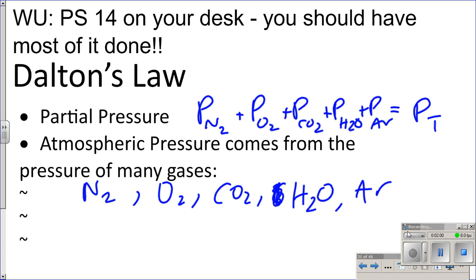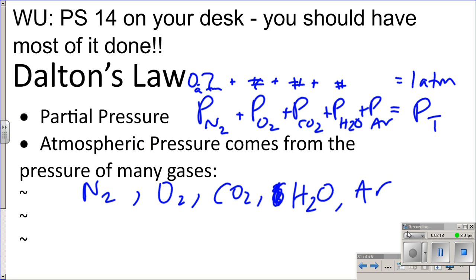1 atm, right? So 1 atmosphere. And I told you nitrogen made up like 0.7 atmospheres. I'm not going to go through all of it, but I gave you numbers here, here, here.